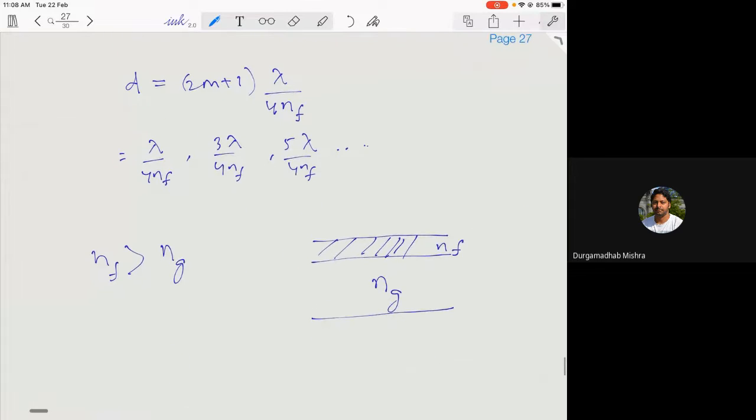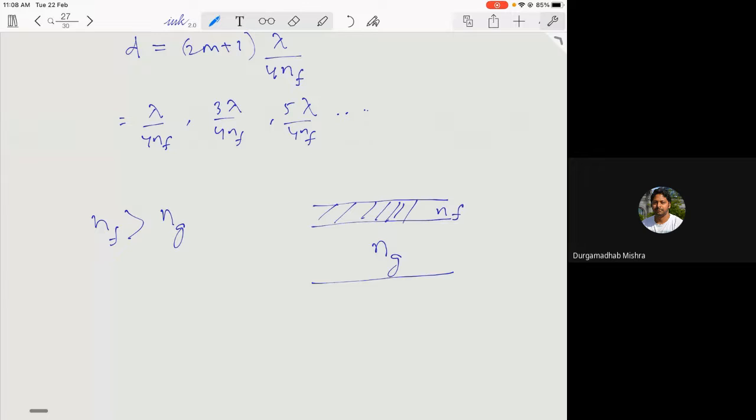But what happens if the refractive index is higher than the refractive index of glass? In that case, keeping everything the same, this cosine 2 delta condition would actually lead to a maxima. So the interference condition would change because of this additional phase change. There is no phase change at the film and glass interface, but there is a phase change at the air and film interface. So due to this difference, the condition will change.